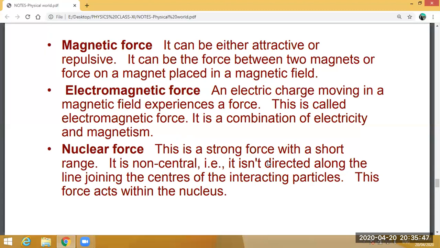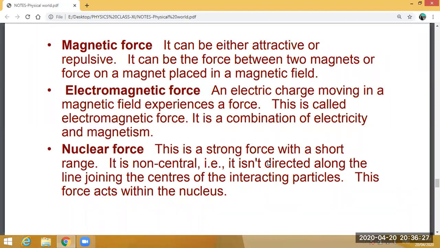Electromagnetic force, the combined force due to electrical and magnetic, is called electromagnetic force. Although electrical and magnetic force both arise due to charge. Electrical force arises due to charge, whether the charge is at rest or in motion. But magnetic force arises due to moving charge. So an electric charge moving in a magnetic field experiences a force. And this is called electromagnetic force. It is a combination of electricity and magnetism. And this branch of science can be said to be electromagnetism.